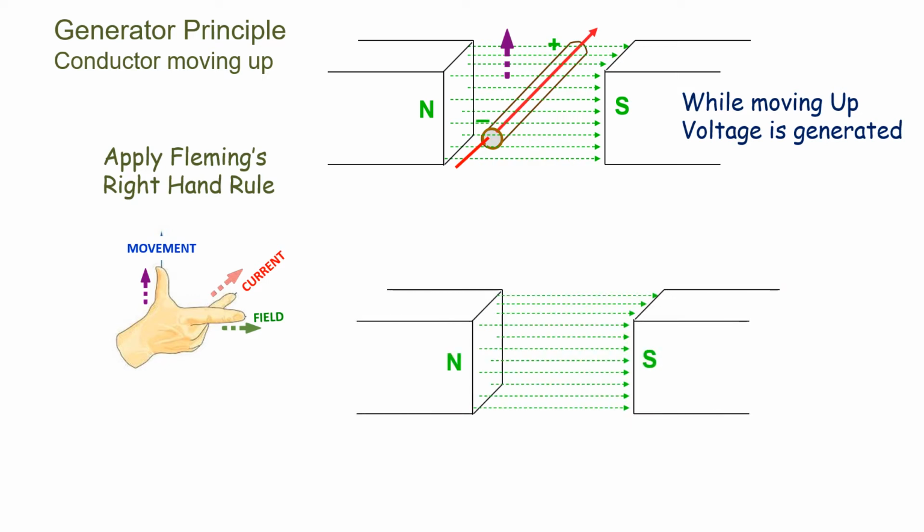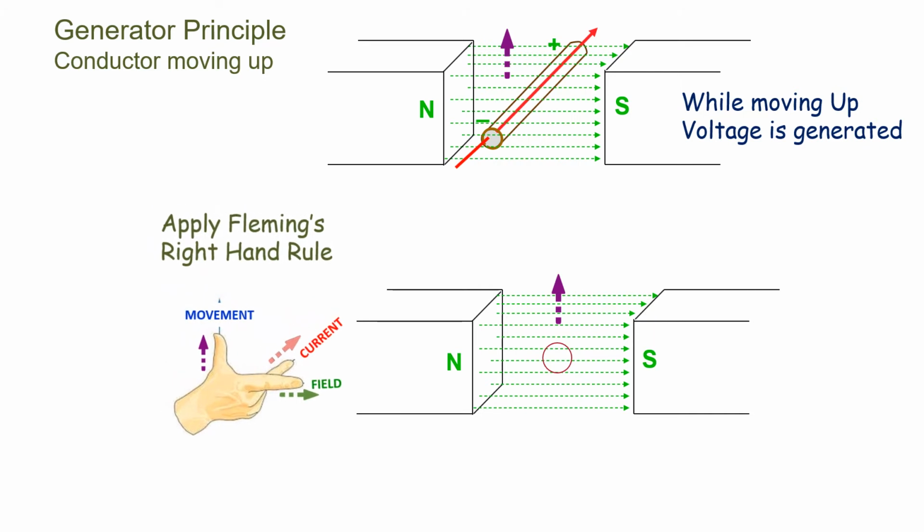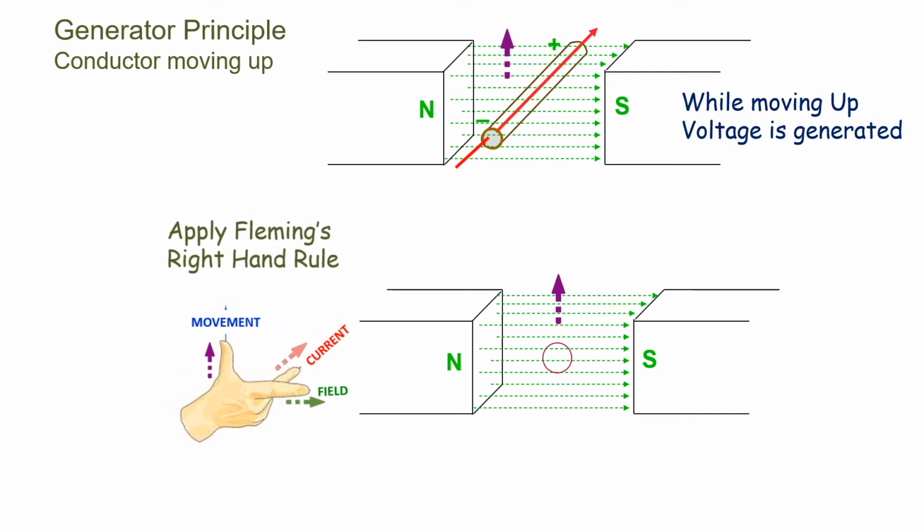Let us understand the same by means of another figure. The field is oriented towards right. Conductor's cross section is shown here now. Move the conductor upwards. In order to know the current direction in the conductor, let us apply the Fleming's right-hand rule. Here again, the first finger in the field direction, thumb in the movement direction, the current is shown towards inside.